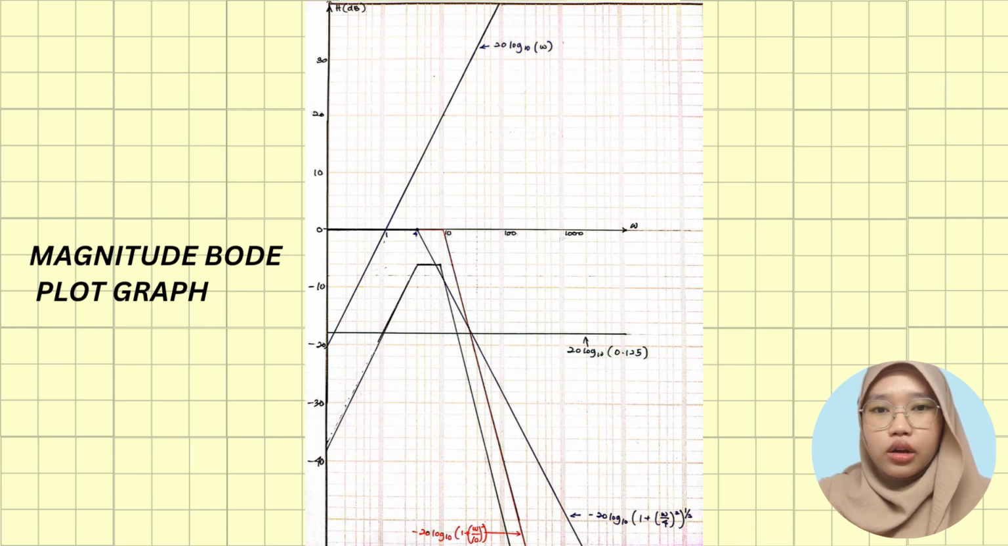I will be explaining the magnitude Bode plot for the given transfer function. Starting at 20 log ω, the plot initially rises with a slope of positive 20 dB per decade. This is because of the zero at the origin, which increases the gain as the frequency increases. At ω = 4, we encounter the first pole. This causes the slope to decrease by 20 dB per decade, flattening the curve. Now the slope becomes 0 dB per decade, which means the gain stays constant for a short range of frequencies.